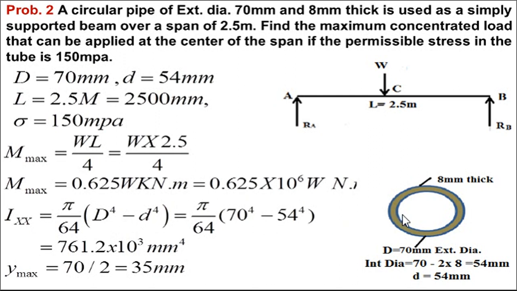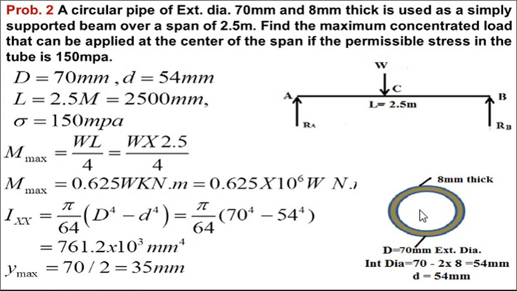Now you have to calculate the moment of inertia for hollow circular section. What is the formula for that? It is pi by 64 into capital D raised to 4 minus small d raised to 4. Already we have discussed this in the second lecture. Capital D means 70 raised to 4, and small d is 54 mm, so 54 raised to 4. By solving this you will get the value of Ixx as 761.2 into 10 to power 3 mm raised to 4.